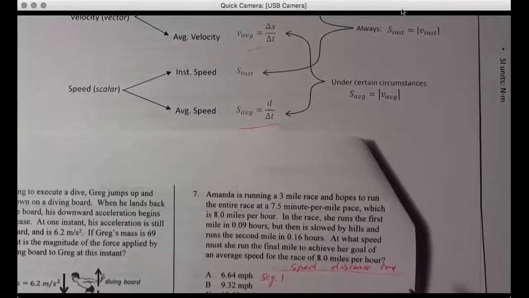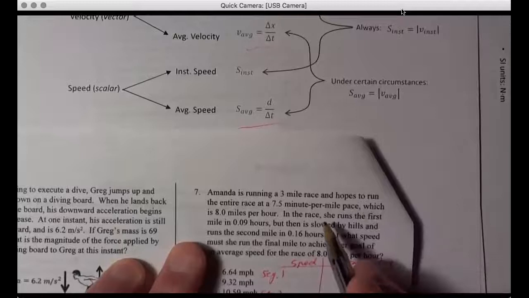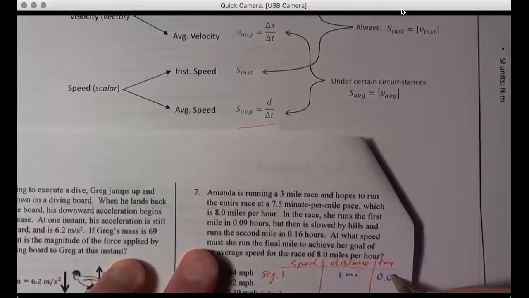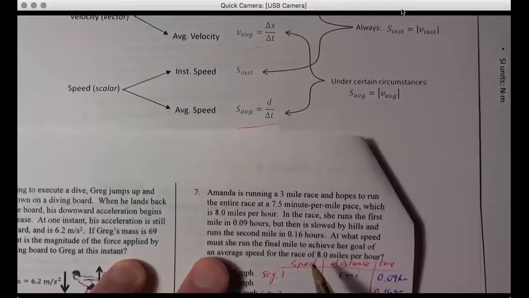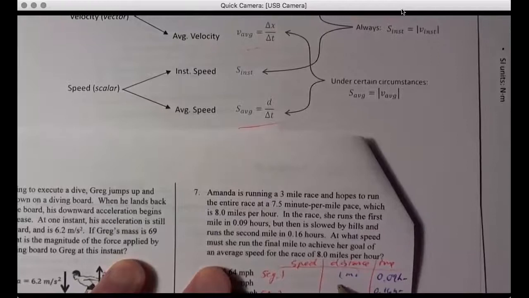And so let's go through and fill out what we know. 3 mile race, total distance 3 miles. She runs the first mile in 0.09 hours, 1 mile. What speed? Second mile is 0.16 hours. We want the speed she needs to run the final mile to achieve our goal of this average speed. So this is what we want to know. And it looks like these are all 1 mile segments, and 3 miles and average speed is 8 miles per hour.